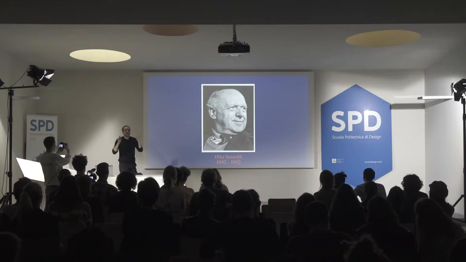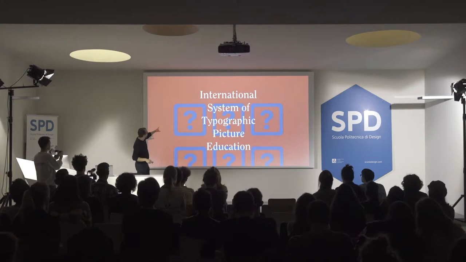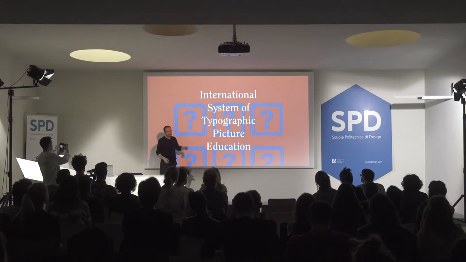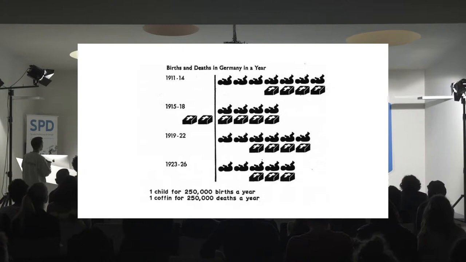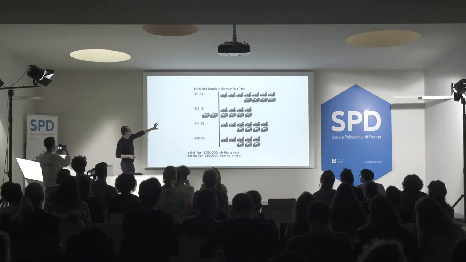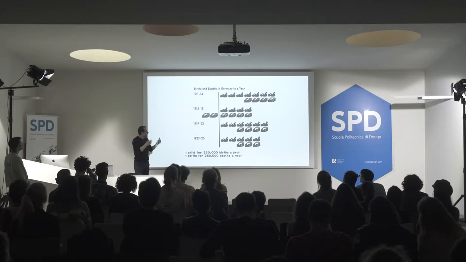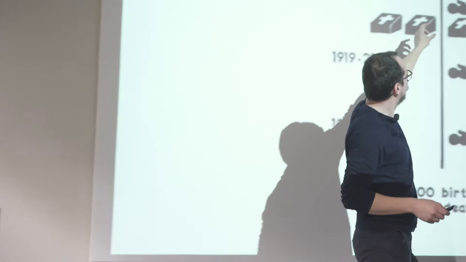So he invented this visual system that he called isotype. Sorry, originally it should be written isotype. Anyway, you can imagine. And this is the meaning of isotype: International System of Typographic Picture Education. Here's some examples. So what he did was just reimagining, because 50 years before, in the end of the 1800s, data visualization was invented. So what he did after 50 years was rethinking the way data visualization was created and replacing abstract rectangles or bars with pictograms.